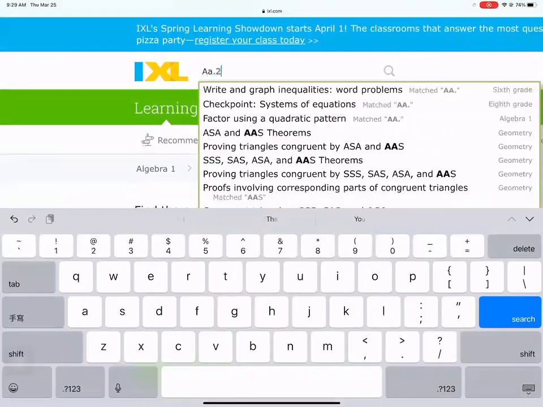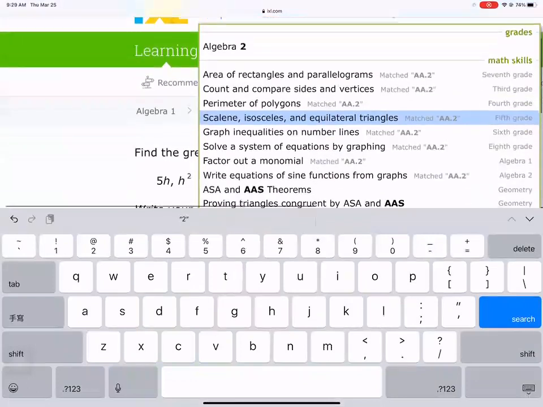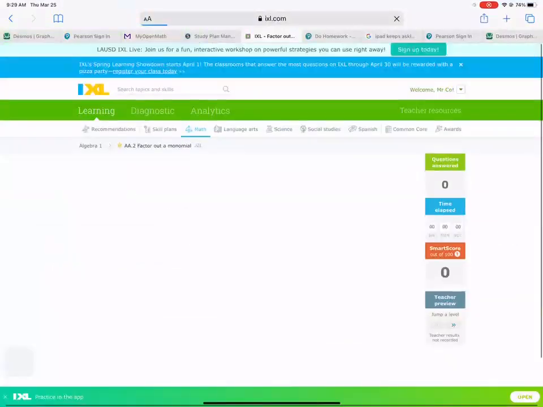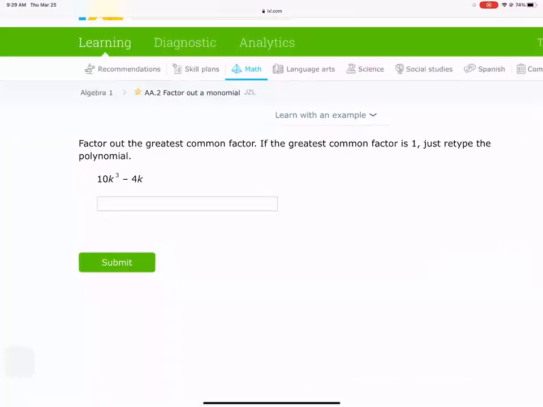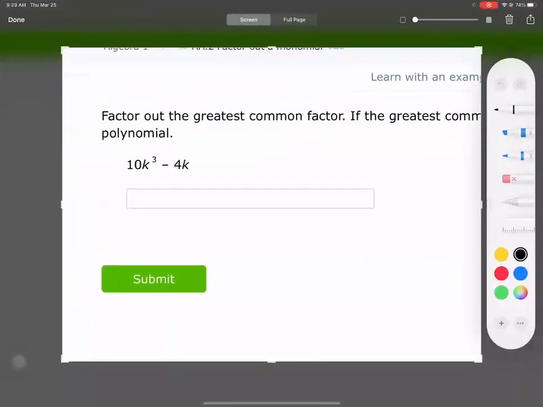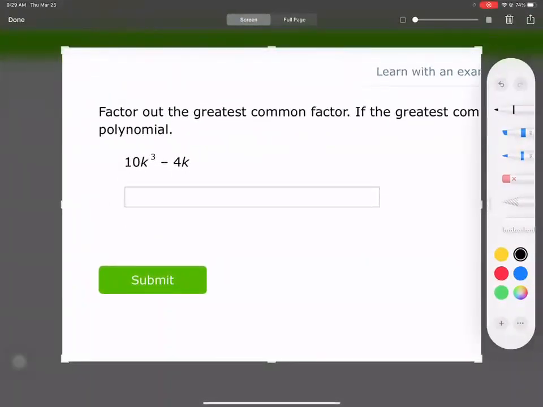And then we're going to factor out our monomial like we just practiced. So for this problem here, what numbers do we have in common between 10 and 4, and k cubed and k? So the number 10 is 5 times 2, and the number 4 is 2 times 2. Can you guys tell me what factor they have in common? And then how many k's do we have? k, k, k, and k.